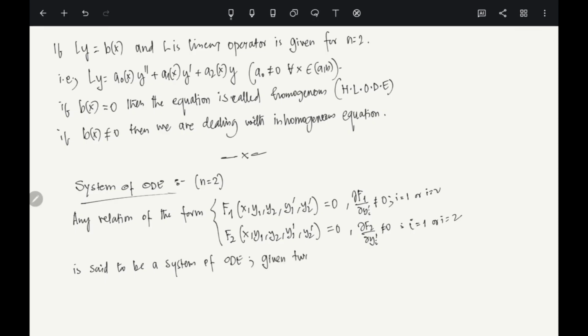Given two unknown functions, what I mean by this is that you have two unknown functions y1 and y2 from (a, b) to R. Anyways, we are dealing with ODEs only, ordinary differential equations, but here it is not even one equation now, it's two equations. Okay, so let's look at one example.